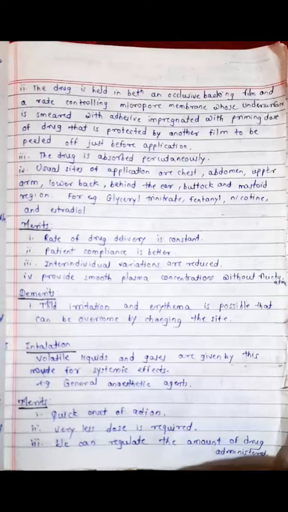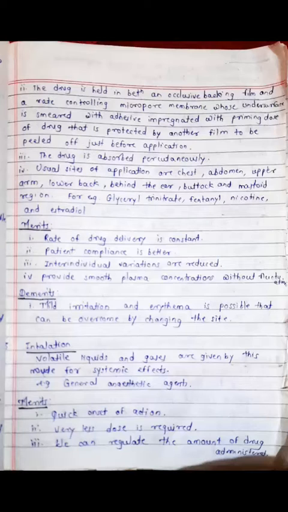Generally they are white in color with holes. When we peel it off, we stick it onto our body surface, and after that it will deliver the drug at a constant controlled rate and its action will be prolonged. The drug is absorbed percutaneously. Usual sites of application are chest, abdomen, upper arm, lower back, behind the ear, buttock, and mastoid region.